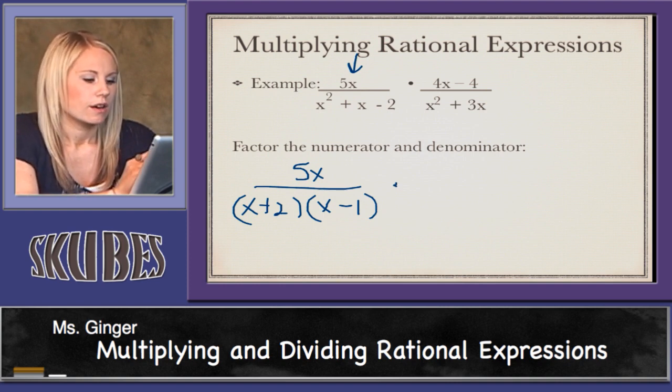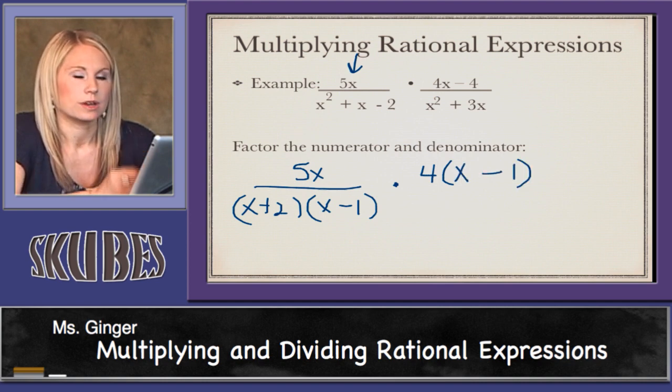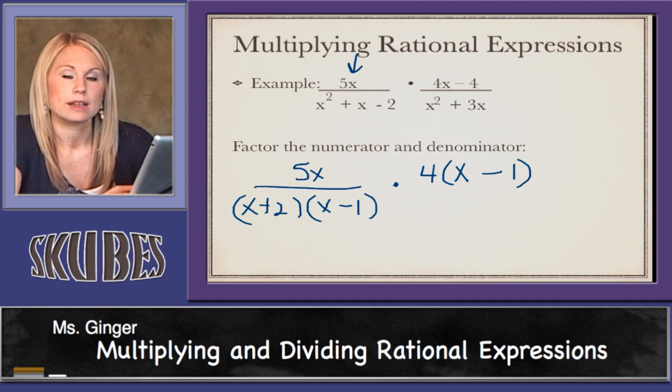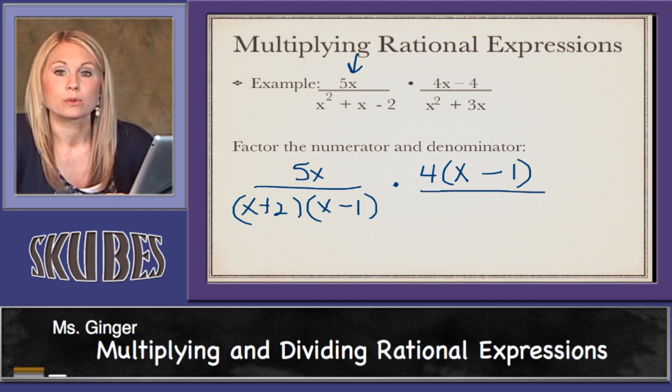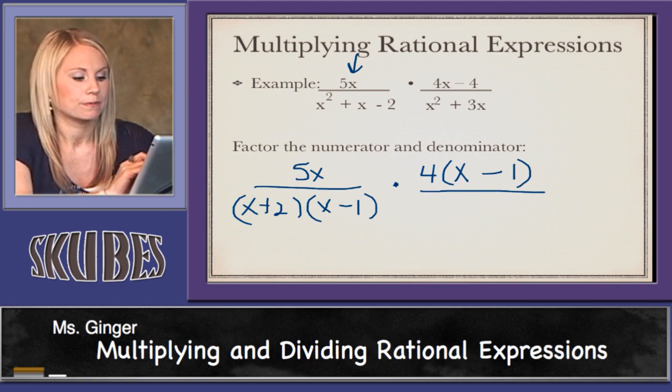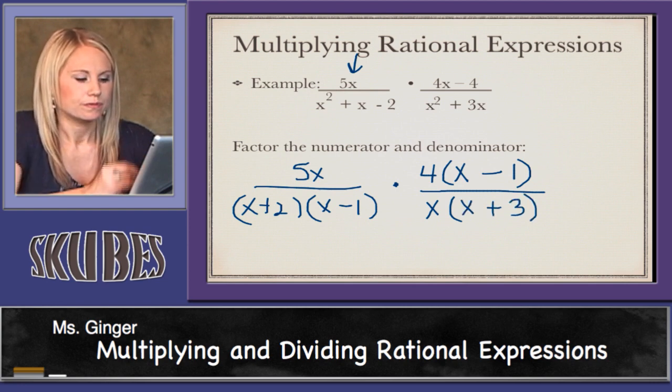Okay? On the second fraction here, it looks like they share a common factor of 4, so I could take that out in the front and see what I have left. I've got x minus 1. And again, if you wanted to multiply this back out by distributing to check to see that you come up with your original numerator, that would be a good idea. And on the bottom, looks like they share an x. I can take one of those away, and I'm left with x plus 3.